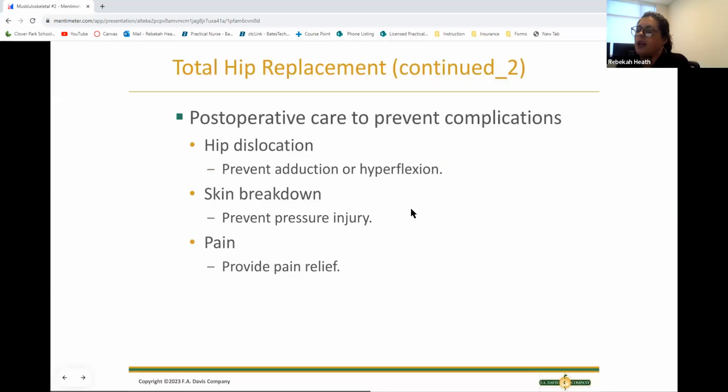So we also are looking at skin breakdown after surgery. These patients, especially with hips, similar with knees and elbows, but hips tend to be a little bit more immobile. We don't want there to be any pressure injury. So we're going to look at where they're lying. A lot of times in bed, we want to look at those spots, which, think about it. Where are they lying? Is it their shoulders, their bottom, their heels, things like that? And we also are going to be providing pain relief.